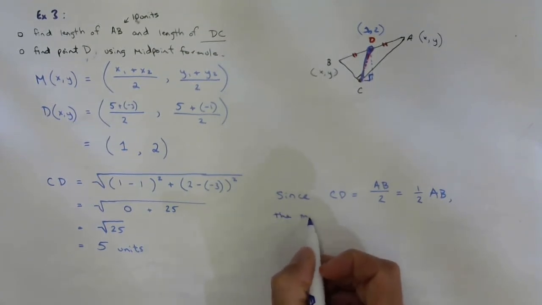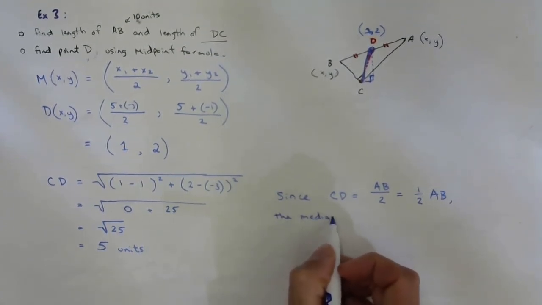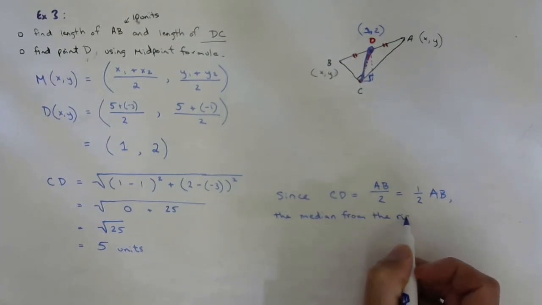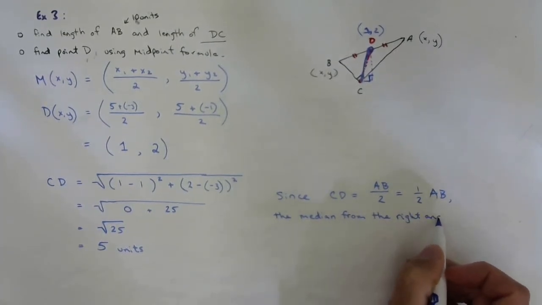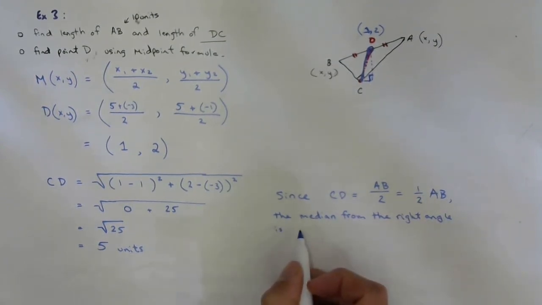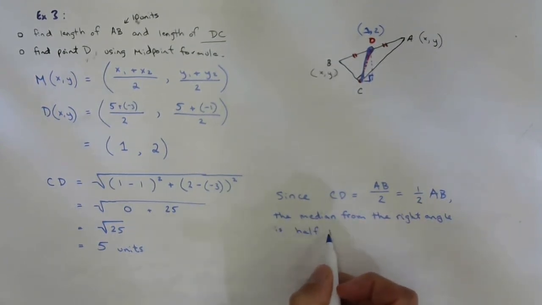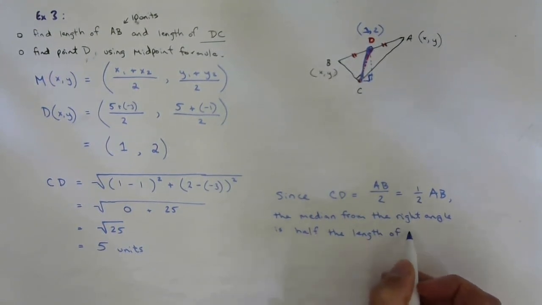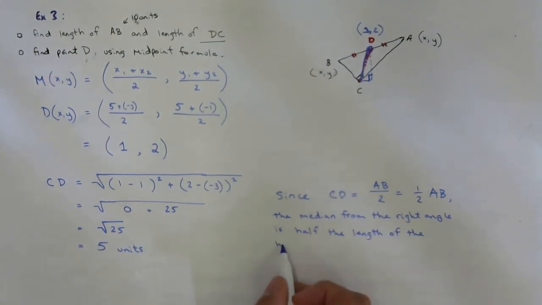the median from the right angle is half the length of the hypotenuse.